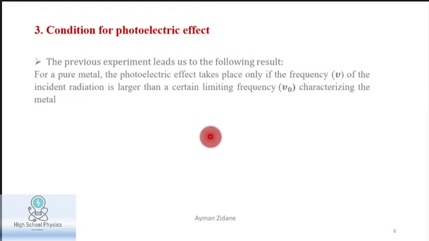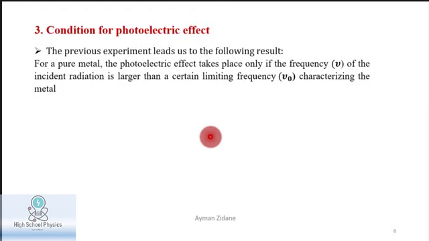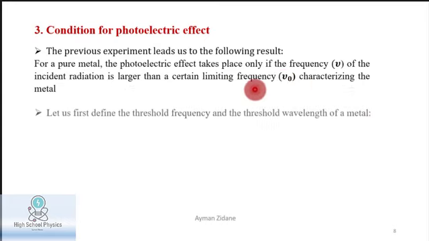Now let's discover the condition for the photoelectric effect. The previous experiment leads us to the following result. For a pure metal, the photoelectric effect takes place only if the frequency nu of the incident radiation is larger than a certain limiting frequency nu 0 characterizing this metal.